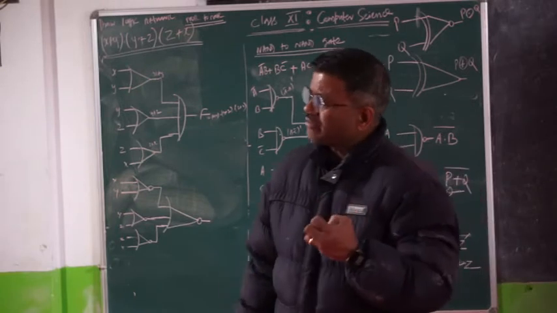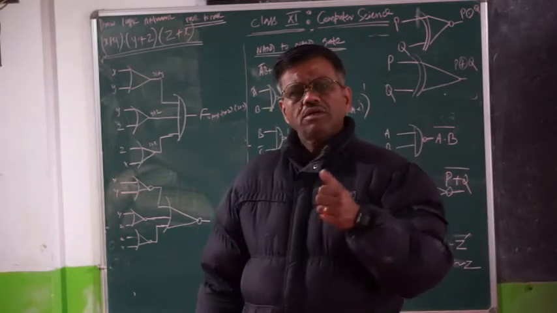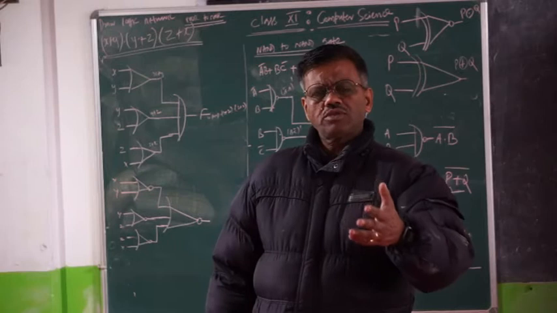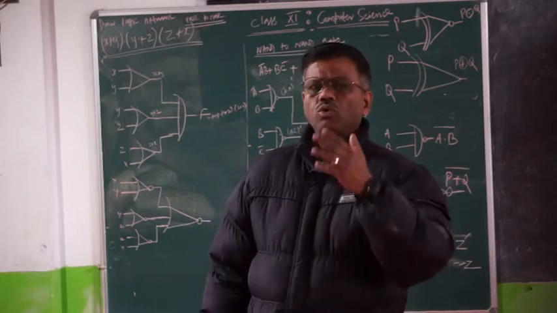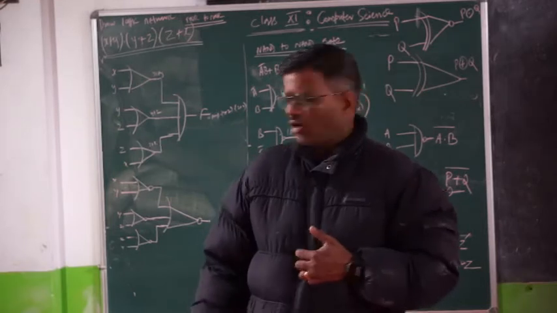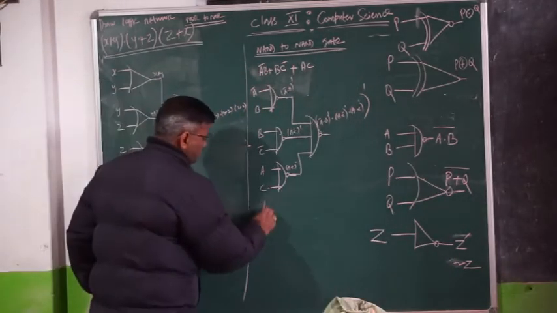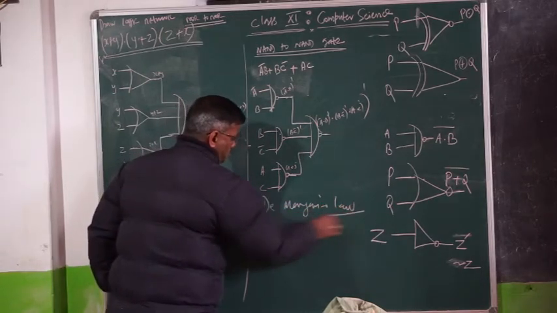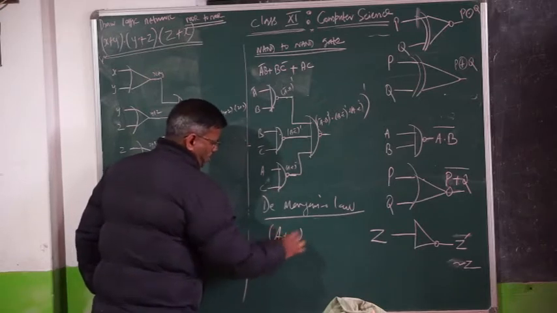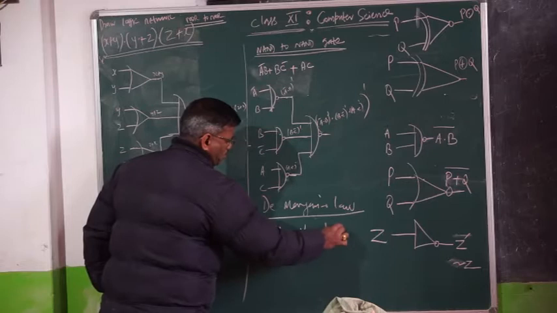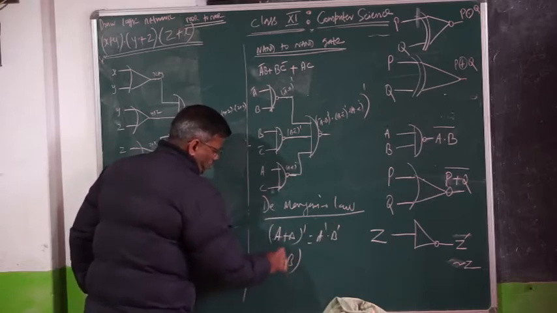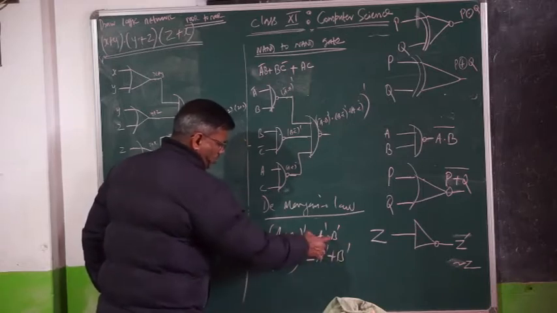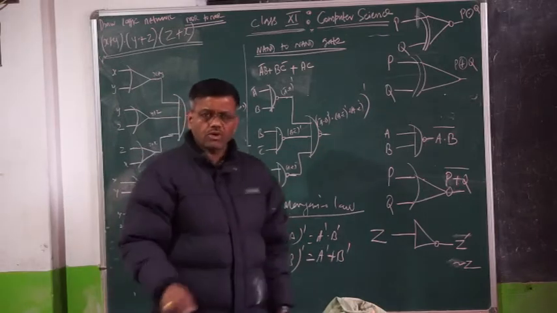You will understand far better once you are familiar with De Morgan's law. I'm sure you must have heard about De Morgan's law in the lower classes. A plus B whole complement is equal to A complement into B complement. A into B whole complement is equal to A complement plus B complement. If there is a plus, make it a dot. If there is a dot, make it a plus. That is what De Morgan's law means.